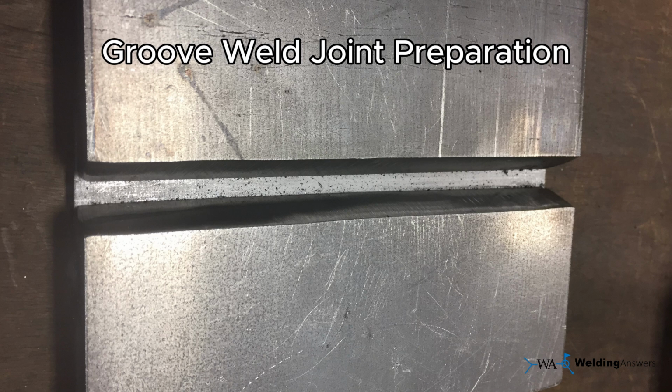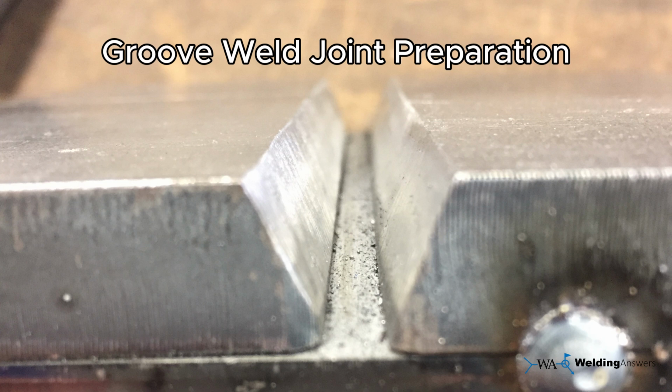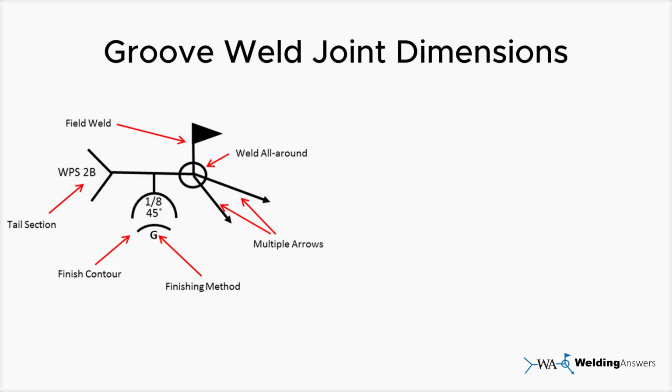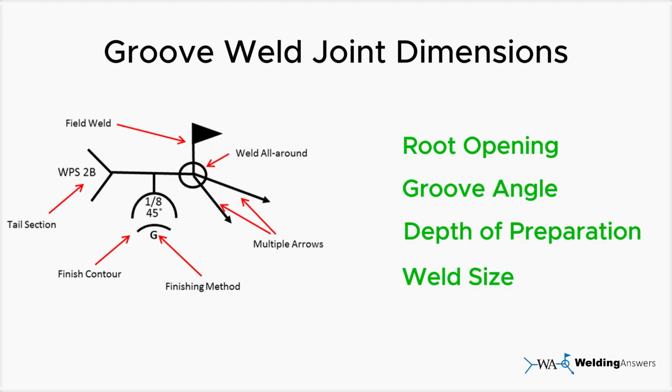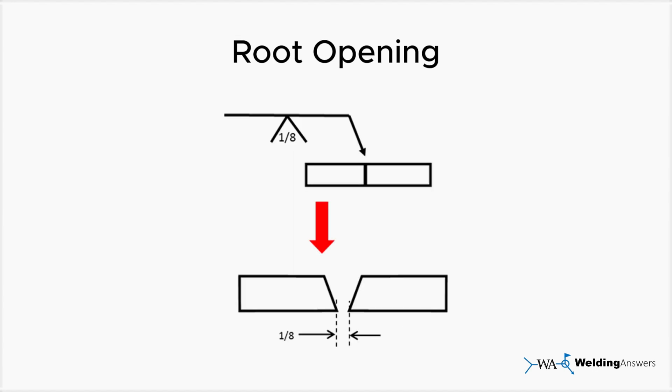Groove weld preparation. Just like fillet welds, groove welds have specific dimensions that need to be conveyed. When precise dimensions are required, the welding symbol provides all the necessary information. Some of the dimensions you might see on a groove welding symbol include root opening, groove angle, depth of groove preparation, weld size, and for J and U grooves, radii and root face. The good news is that the notations for these dimensions are consistent across all types of groove weld symbols, simplifying the reading process.